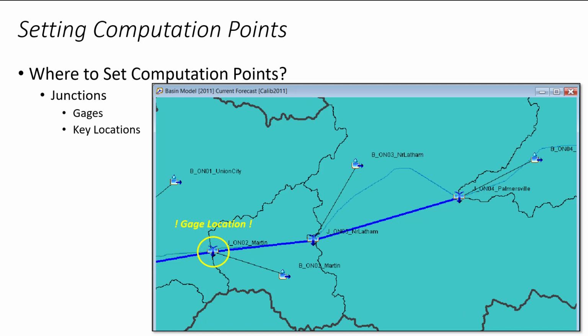Where should computation points be set? They can be set at any junction. However, gauge locations are a great place to use computation points, since you'll be adjusting and rerunning the model frequently during calibration at these locations. Setting computation points at other key locations, such as tributary junctions or areas where watershed features change rapidly, may also be useful.